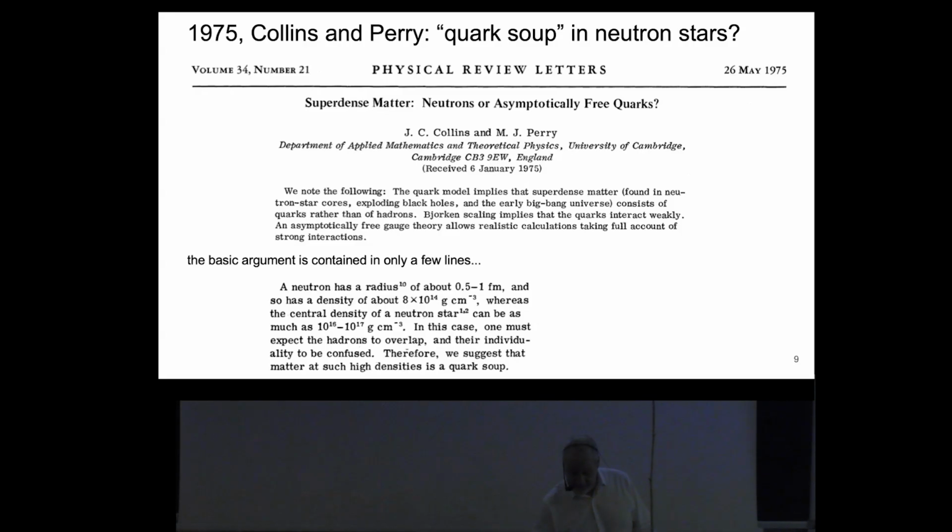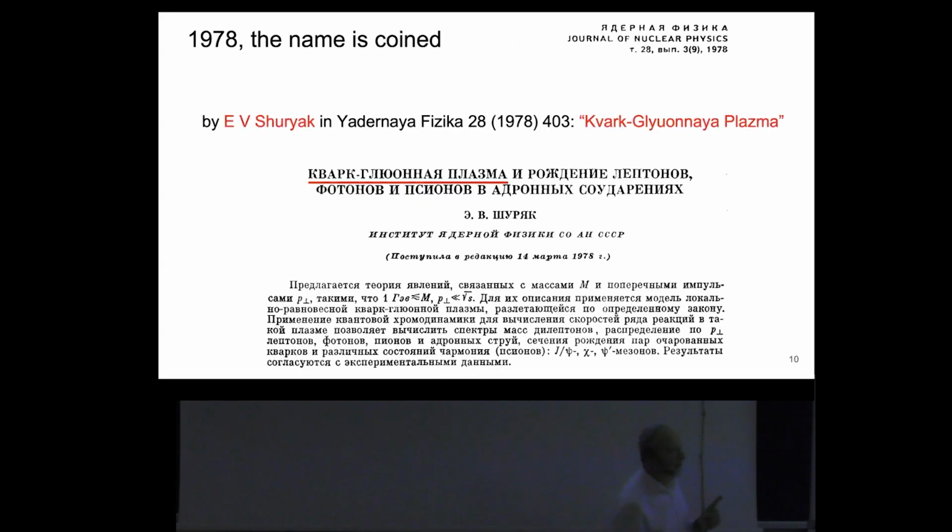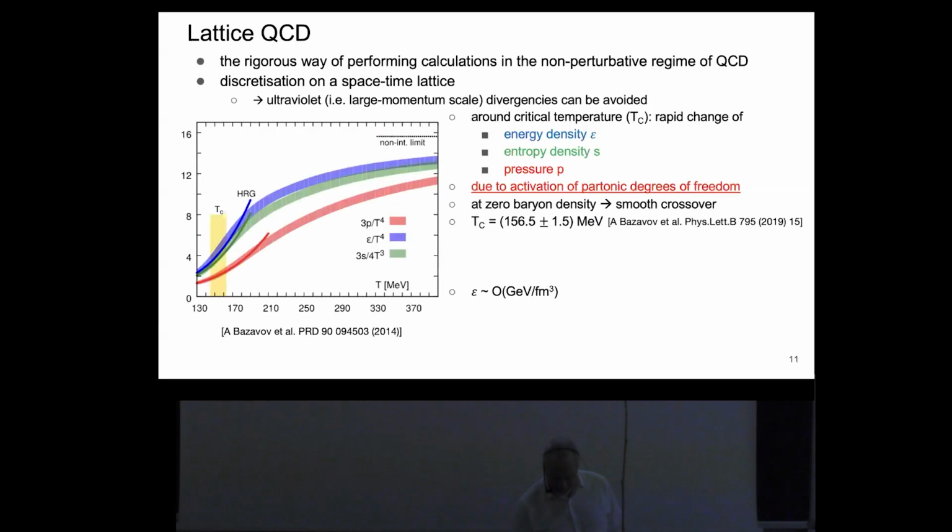This was 1975. The name came only in 1978. It was introduced by Ed Shuryak as Quark-Gluon Plasma. So the name is originally a Russian name, which was then translated to Quark-Gluon Plasma in English. But this is the original paper, which is entitled Quark-Gluon Plasma and the Production of Leptons, Photons, and Psions in hadronic collisions. So that's where the state of matter was christened.